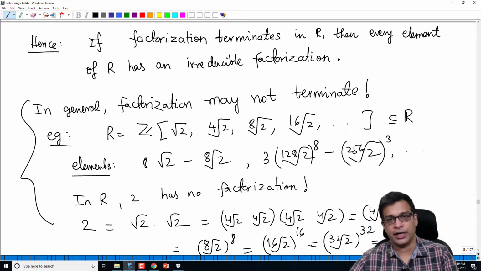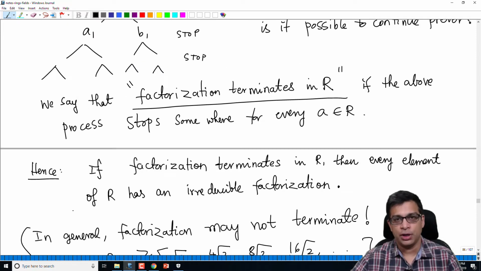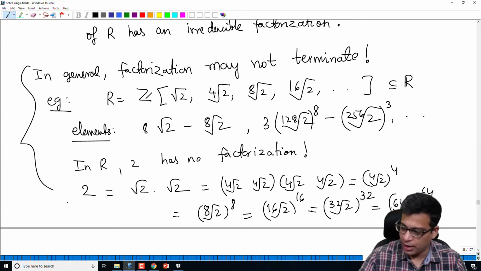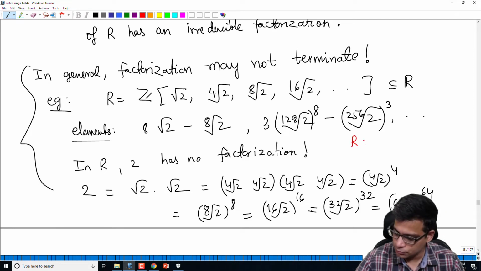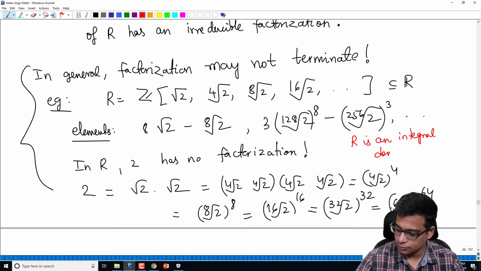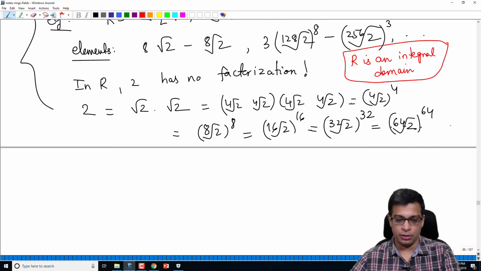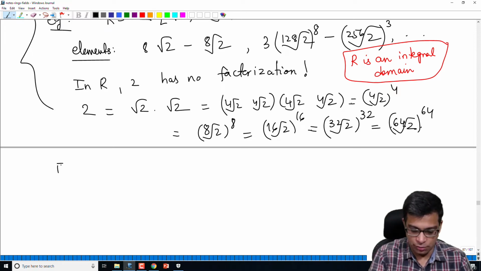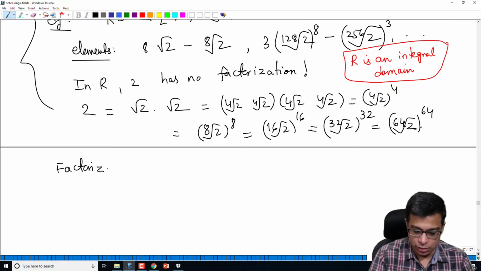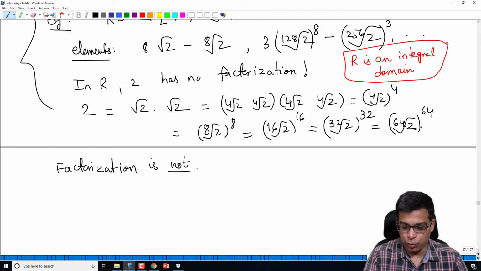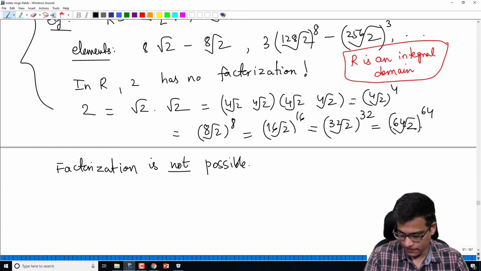So immediately we conclude that there is no hope of doing factorization in any integral domain. This is certainly an integral domain, right? R is an integral domain because it's a subring of the real numbers. So certainly factorization is not possible. Leave alone unique factorization, factorization itself is not possible in all integral domains.